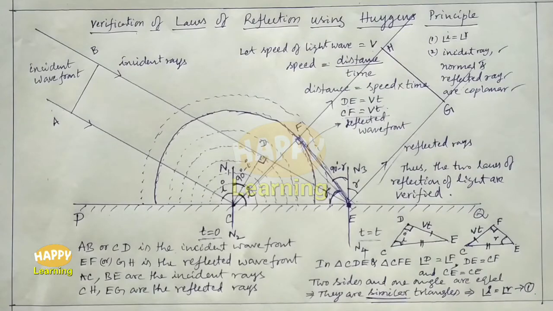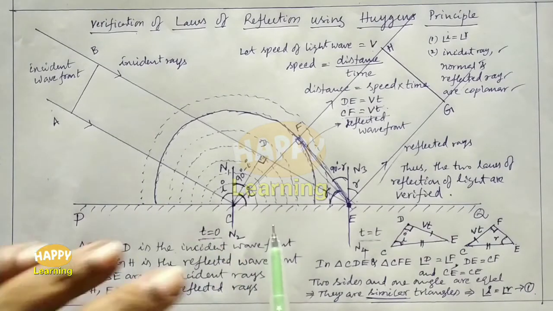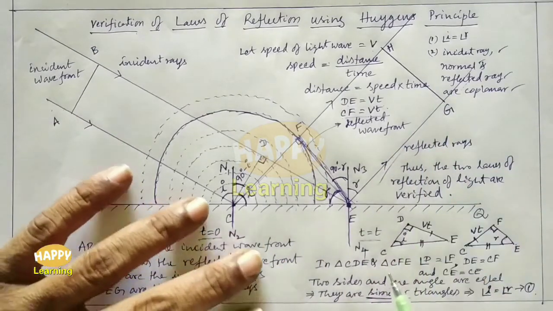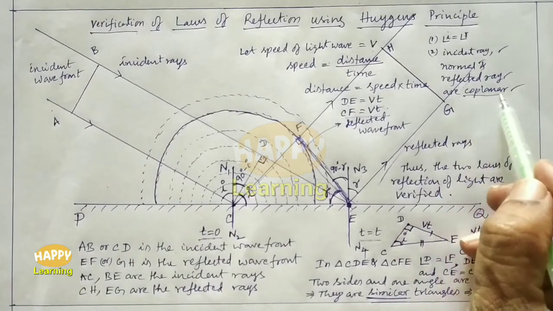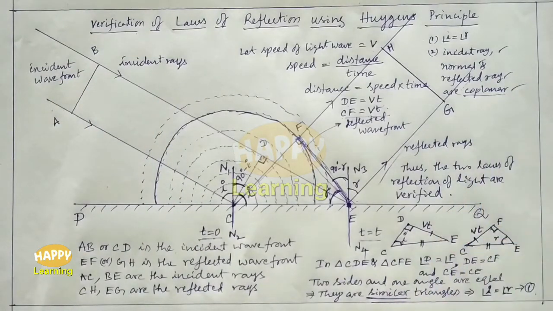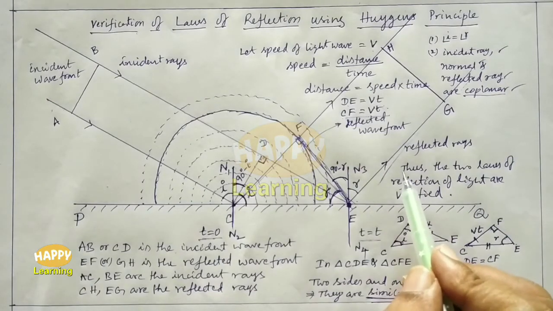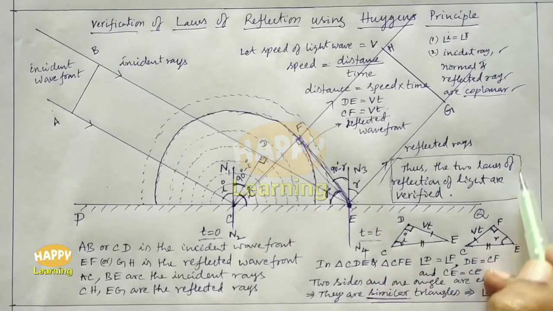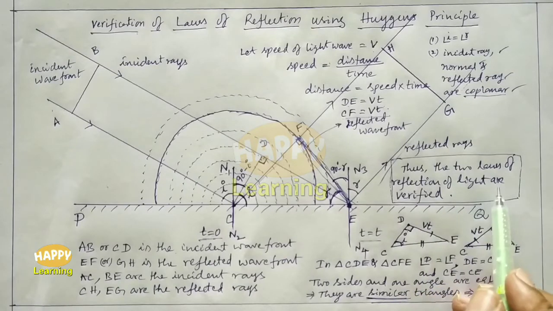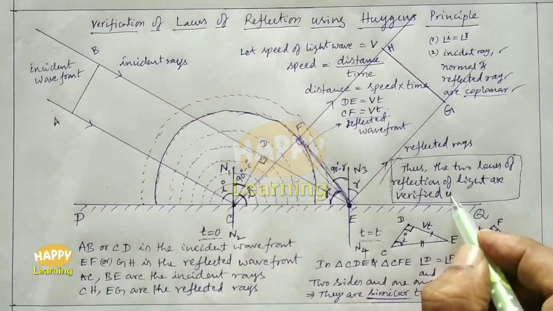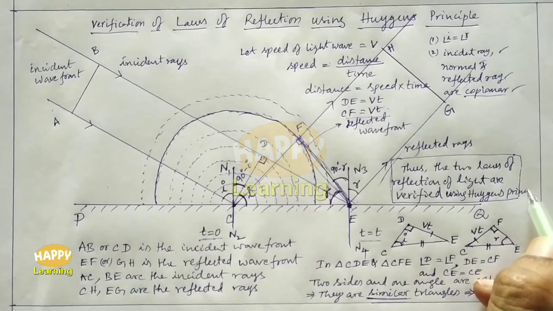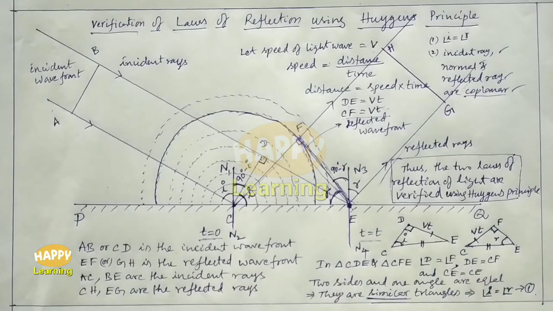One law is verified. Next, these incident rays are on the plane of paper, these normals are on the plane of paper, these reflected rays are also on the plane of paper, therefore they are coplanar. That means the second law is also verified. So thus the two laws of reflection of light are verified using Huygens principle. Okay, right.